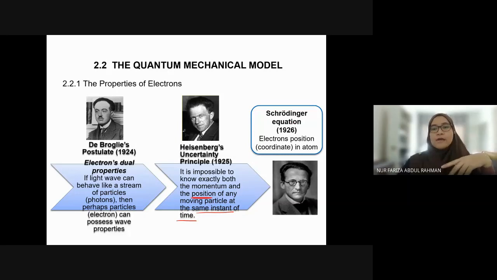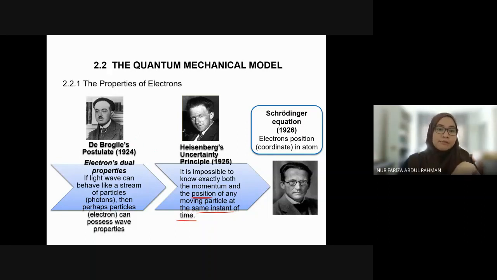And then later on we have Schrodinger. Schrodinger highlighted the electron position, the coordinates of the electron in the atom. So all of these three postulates are still in use, especially for the quantum mechanical model. They were not rejected, because the three of them highlighted different parts of the electron.